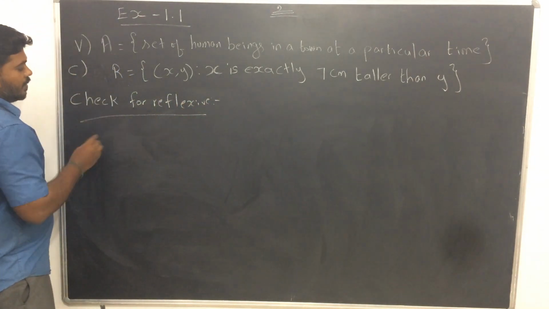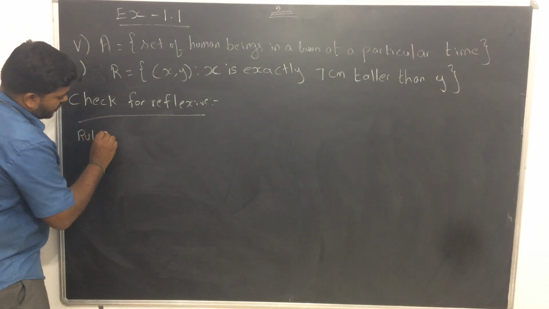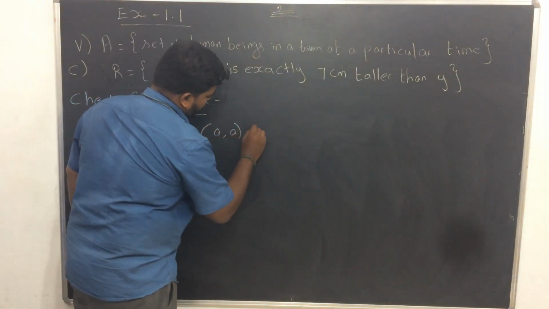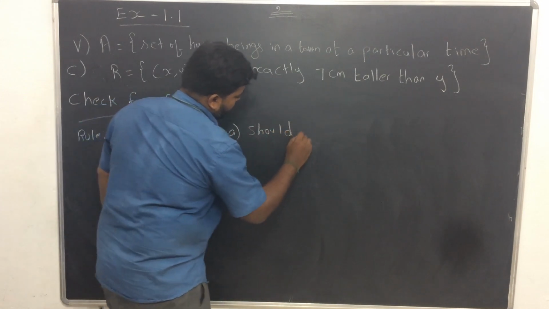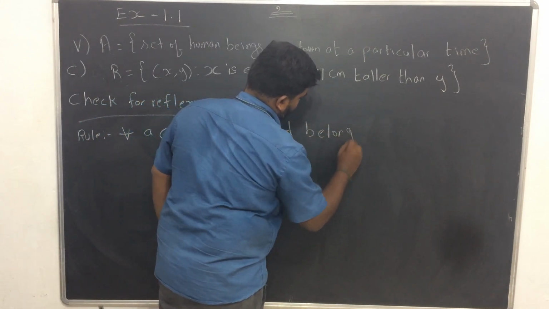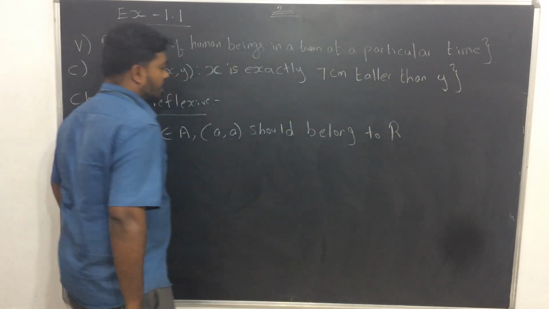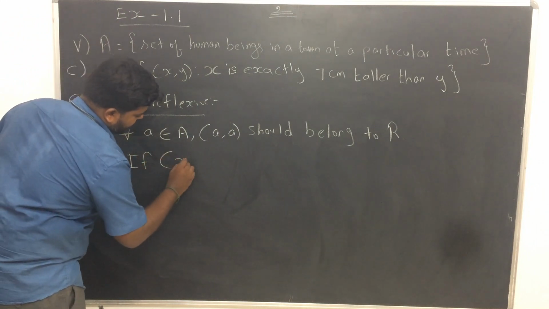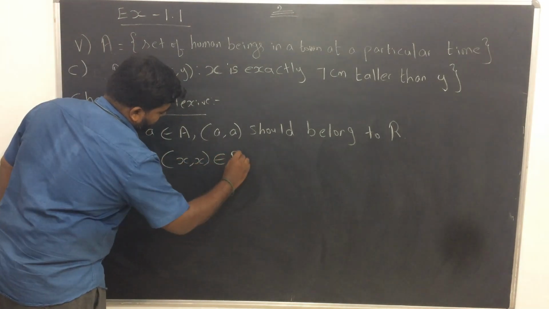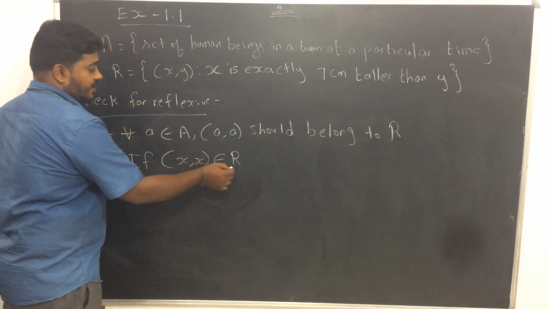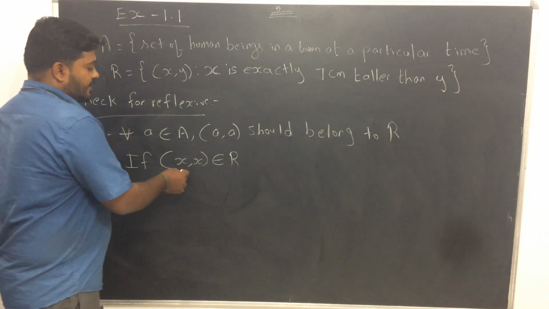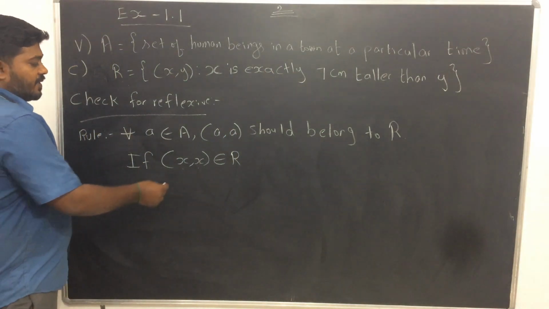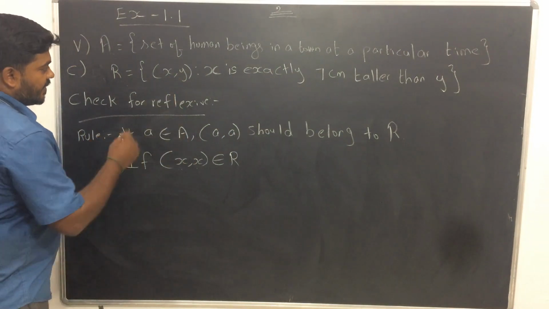Okay. Now, you know the rule, right? The rule is for every A belonging to A, the ordered pair of the form A comma A should belong to R. This is the rule for a relation to be reflexive. Now, if x comma x belongs to R, if I am telling that x comma x is in the relation, then it will mean that x comma x should satisfy the condition for the relation. So let us check if this pair does satisfy the condition.